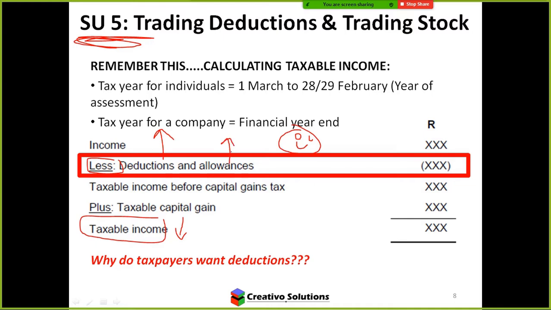Make sense? Okay, so answer this question for us. Why do taxpayers want deductions? So they pay less tax. Yes, by reducing what? The taxable income. 100%.